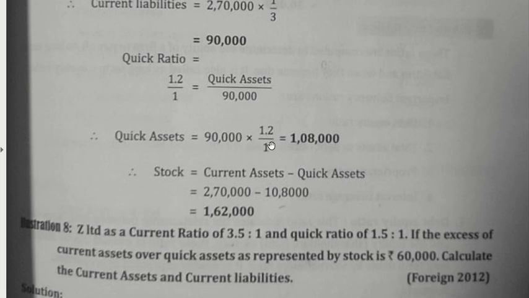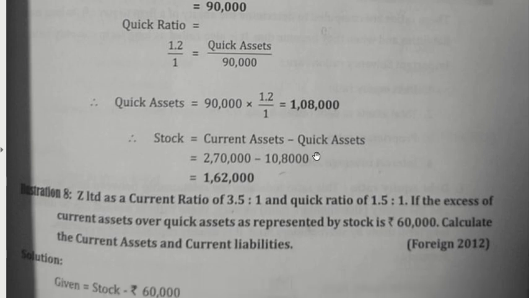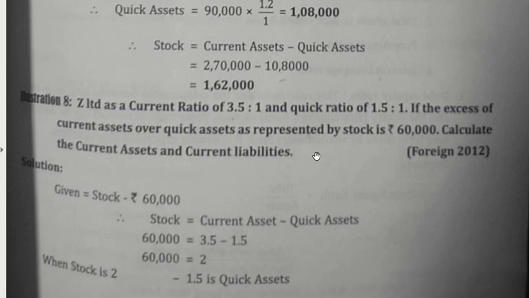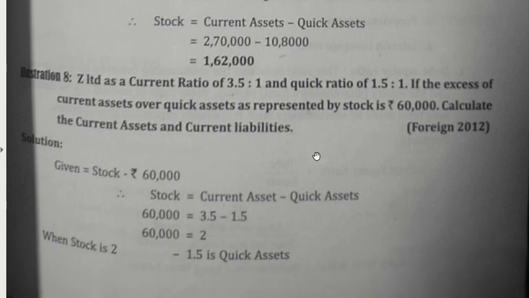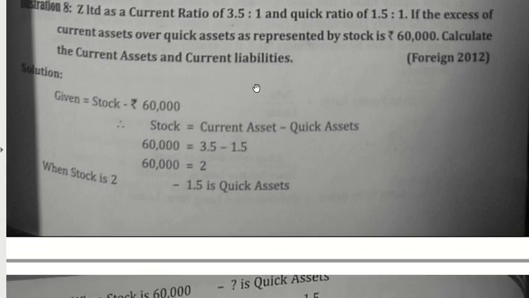So quick asset is equal to 1,08,000. How do we get it? 90,000 into 1.2 divided by 1, which is equal to 1,08,000. Stock, now they have told us to find out the stock also. Stock is equal to current assets minus your quick assets. So 2,70,000 minus 1,08,000. 1,62,000 is your answer.